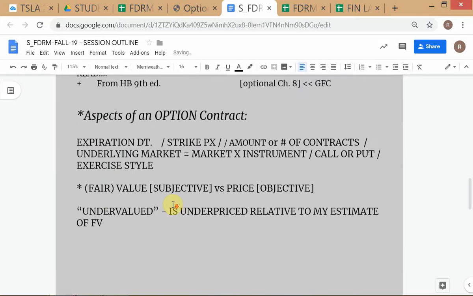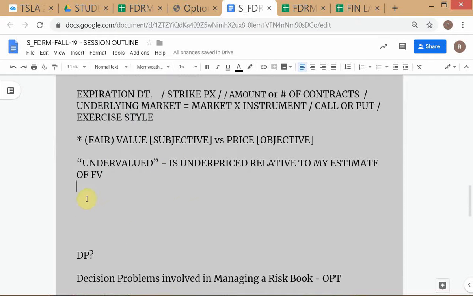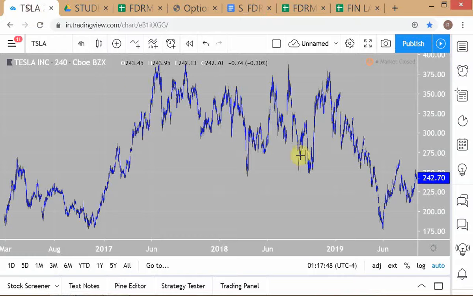Okay, all right, so underpriced, this we have understood. Now what is she going to do? She's going to buy, okay? So this is essentially what value investing is about. First step, you have to calculate the fair value of some asset.